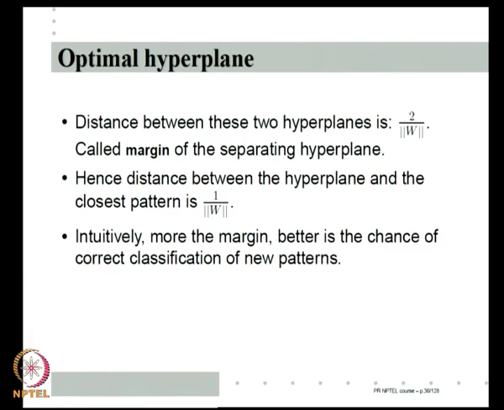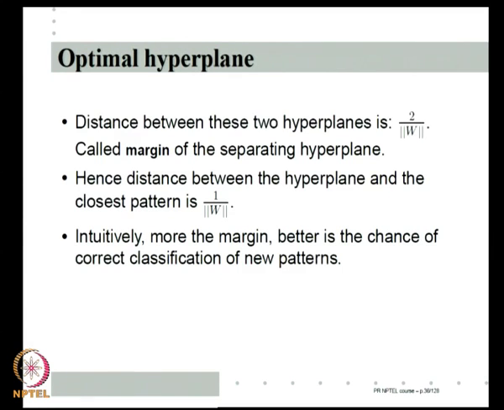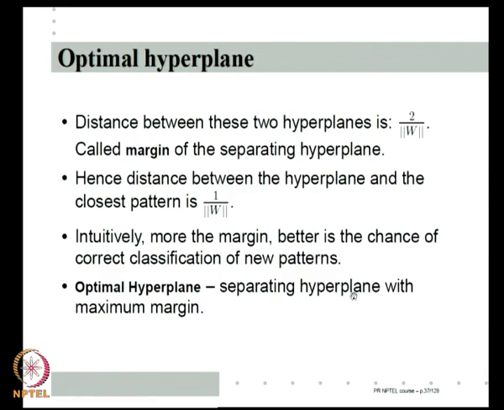Intuitively, the more the margin, the better the chance of correct classification of new patterns. If the margin is more, I am leaving much more space for some more patterns to come here. Given that these are IID examples, it is very unlikely that a pattern from this class comes this side. So, intuitively, the more the margin, the better is my hyperplane. So, essentially you want a hyperplane that has maximum margin. We will define the optimal hyperplane to be a separating hyperplane with maximum margin.